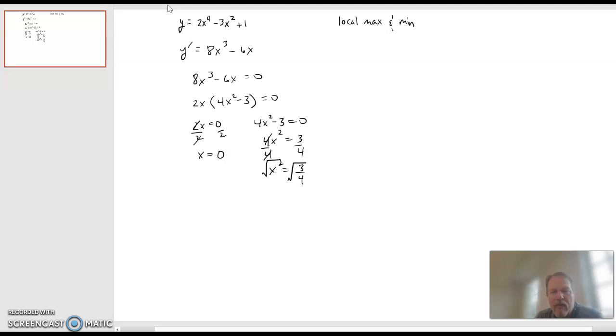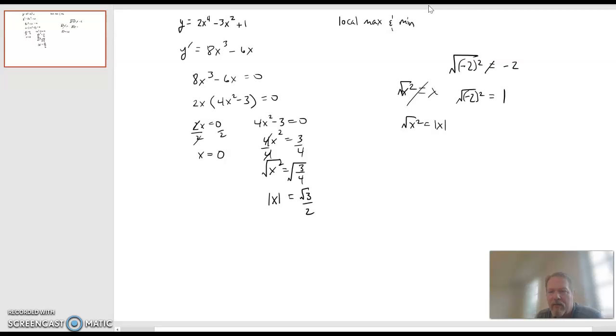Square root both sides. The square root of x squared is the absolute value of x. And the square root of 3/4 is the square root of 3 divided by the square root of 4, which is 2. A lot of teachers say that the square root of x squared is x. That is not true. The square root of x squared is the absolute value of x. For example, what if I had the square root of negative 2 squared? By that definition, the answer should be negative 2, because my x is negative 2. But the answer is not negative 2, it's positive 2. The square root of negative 2 squared is the absolute value of negative 2, which is positive 2. Negative 2 squared is 4, and the square root of 4 is positive 2. So you have to put absolute values when you take the square root of a variable.